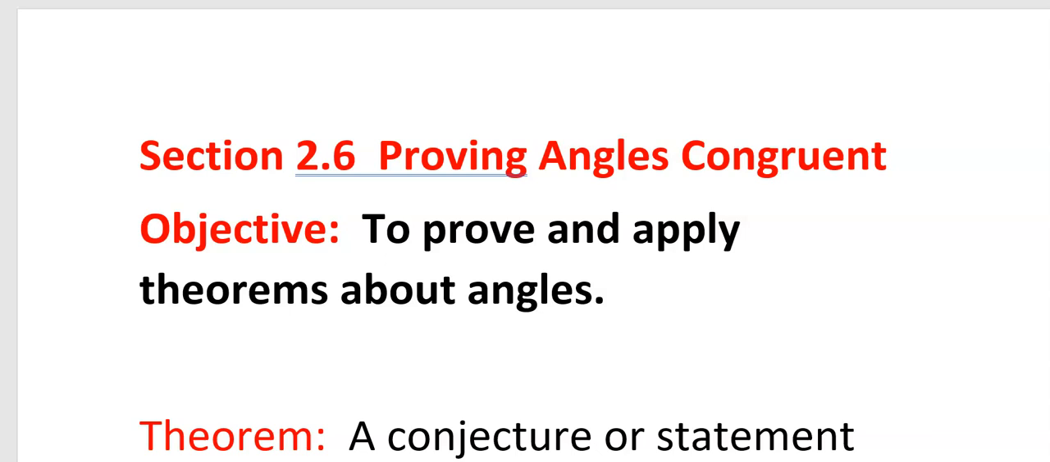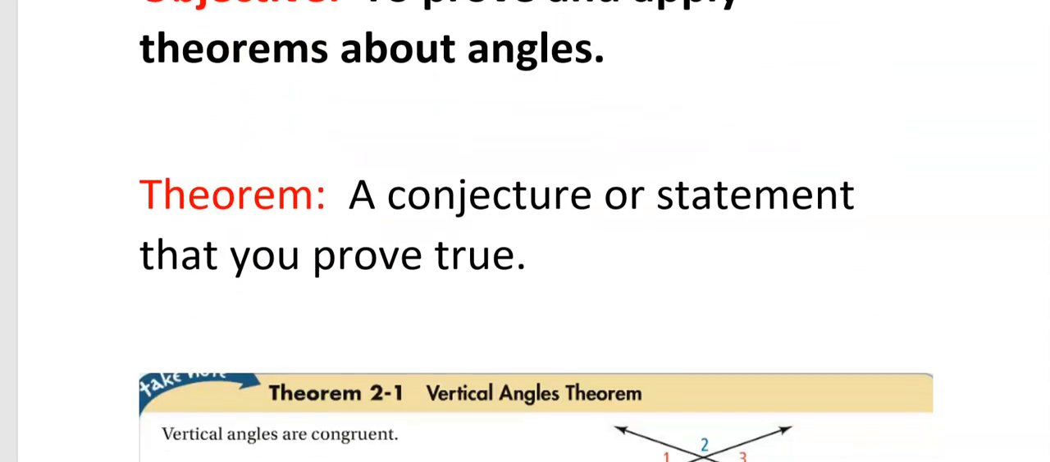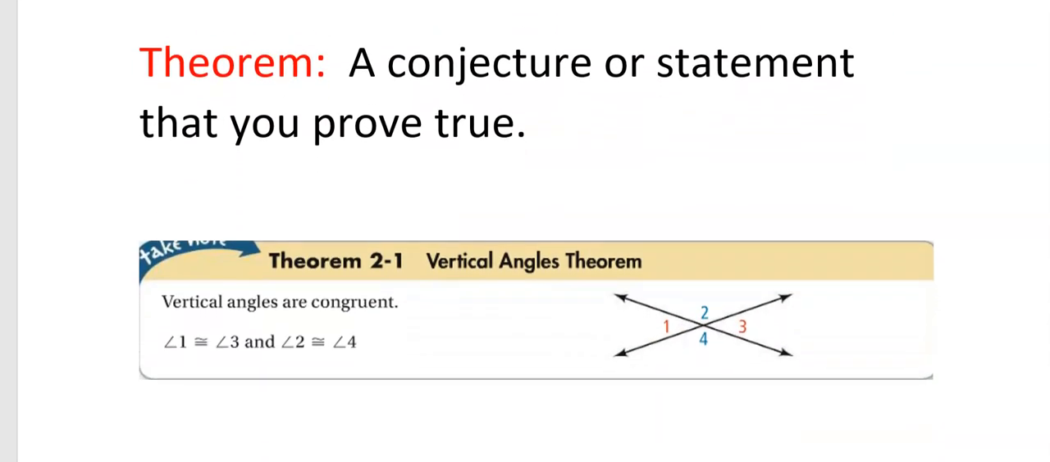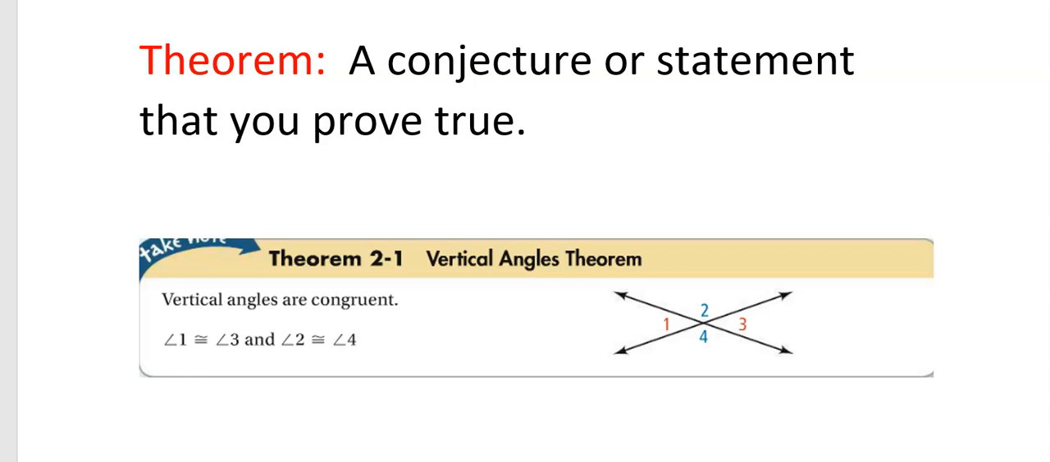Section 2.6, proving angles congruent. We're going to prove and apply theorems about angles. A theorem is a conjecture or statement that you prove to be true. Postulates and definitions are things that we don't prove, but we use them for reasons. A theorem you can't use as a reason until you have proved it.